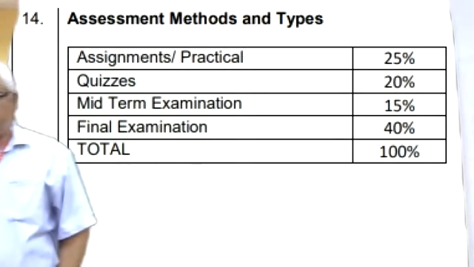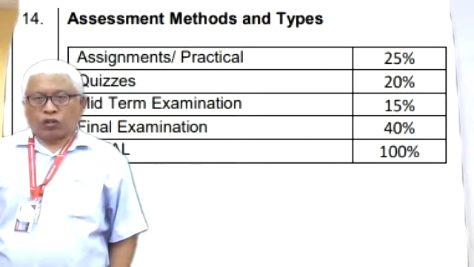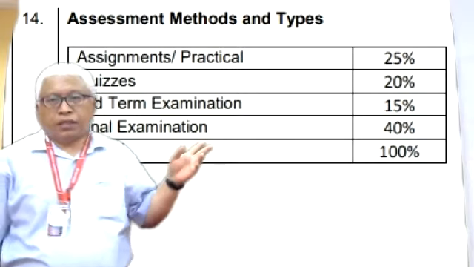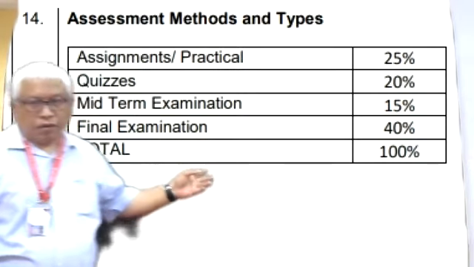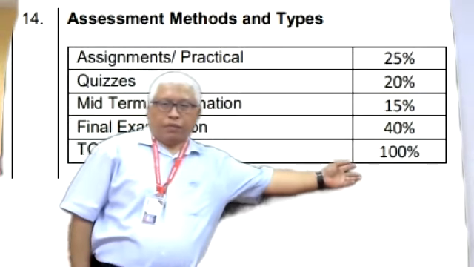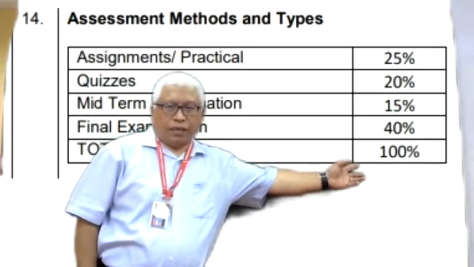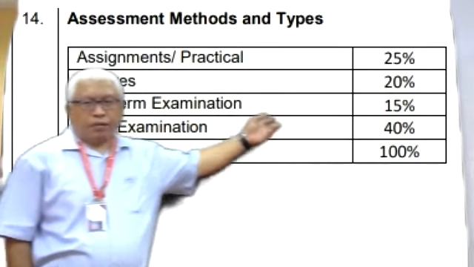Okay, let's come back to this aircraft structure repair course code AAB31003. Let's discuss the assessment. Obviously we have a 100% score. We need that. That is the ideal 100% score. And what are the breakdowns?